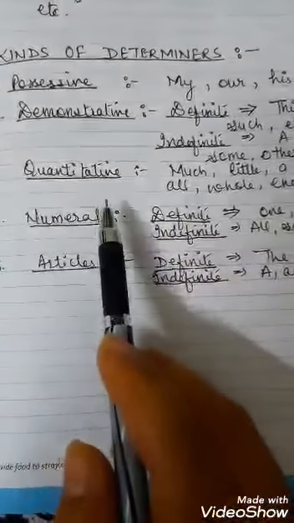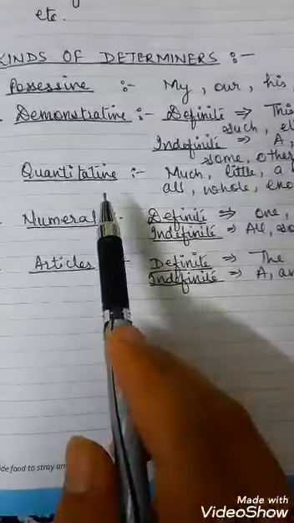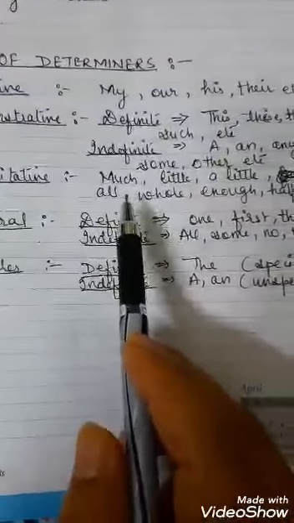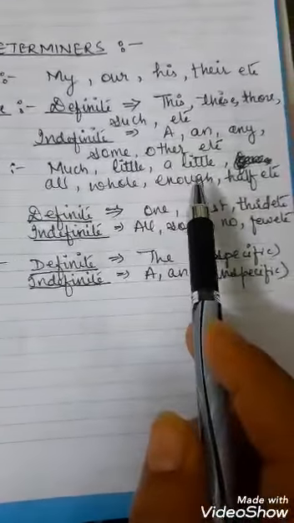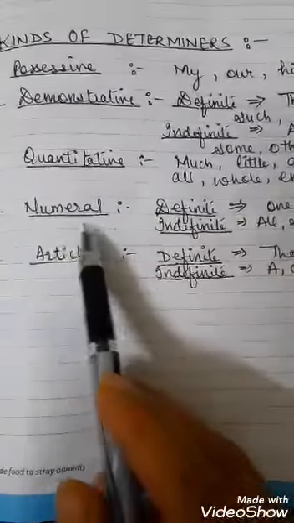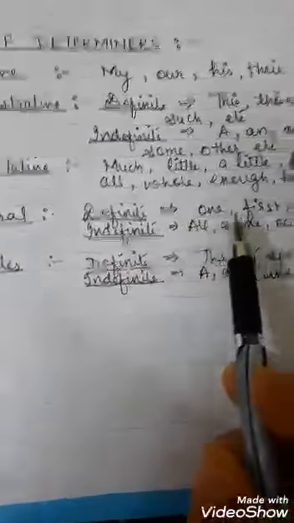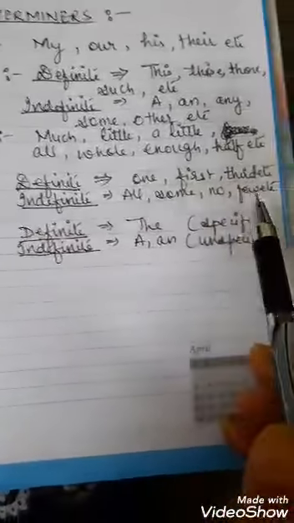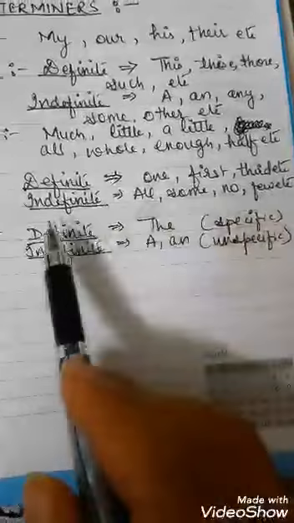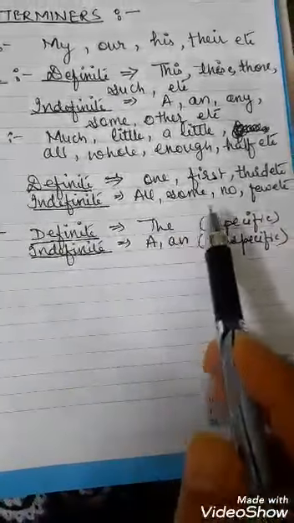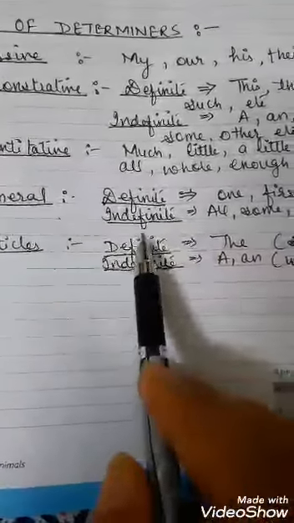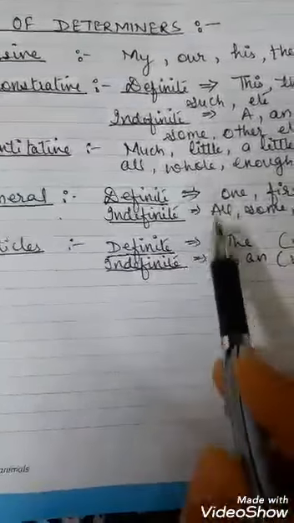Then quantitative, which tells you about the number, or you can say the amount. Quantitative means it quantifies the noun: much, little, a little, all, whole, enough, half, etc. Numeral: numbers like cardinals and ordinals, 1, 2, 3, 4, or first, second, third, hundredth. Definite, the numbers, and indefinite, like all, some, no, few. So this "all" is coming here also as numeral, which is indefinite, and in quantitative. So it is all the more same thing.